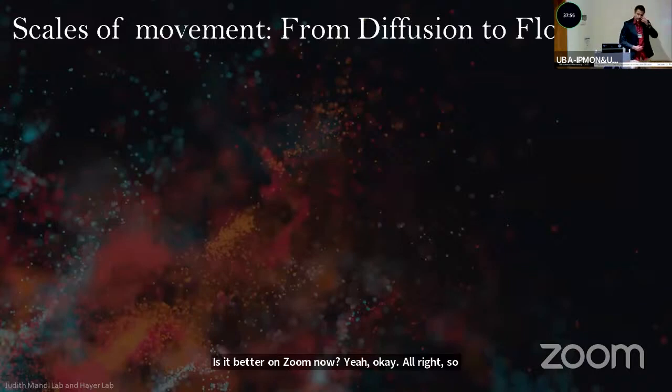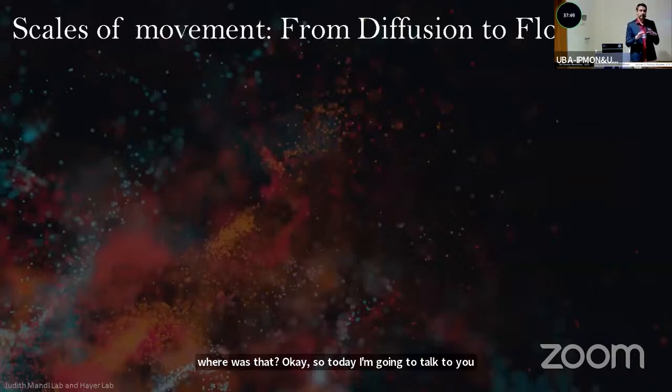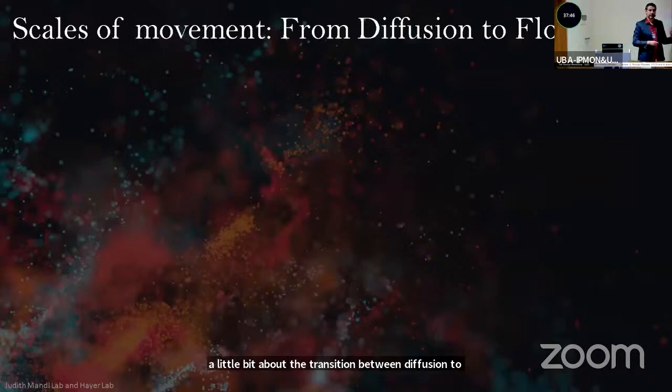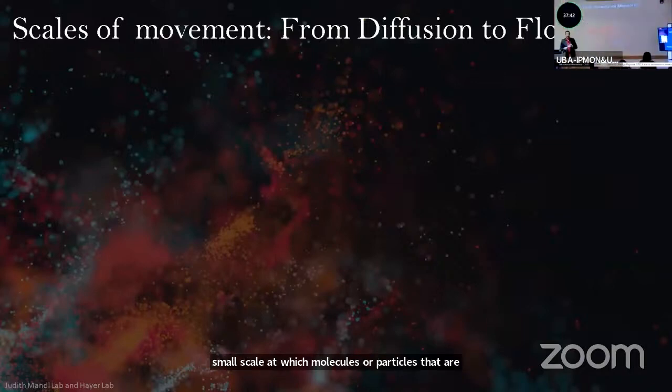Okay, so today I'm going to talk to you a little bit about the transition between diffusion to flow. And so far we have been thinking in a very small scale at which molecules or particles that are fluorescently labeled inside of the cell or perhaps on the membrane are moving and are diffusing very quickly due to the nature of the motion inside of the cells.